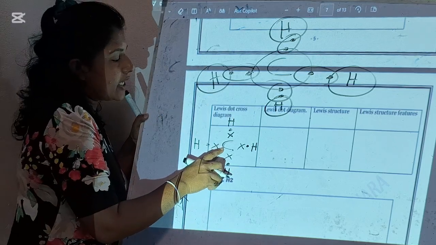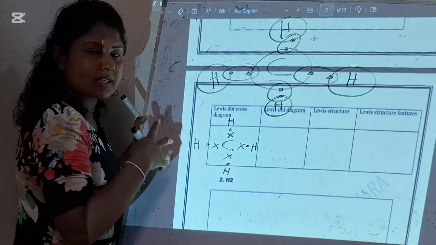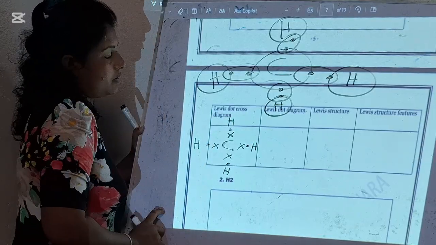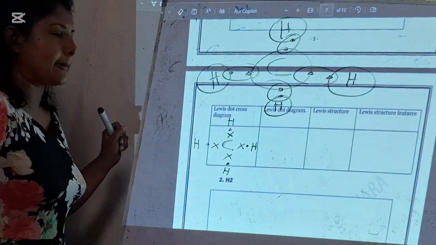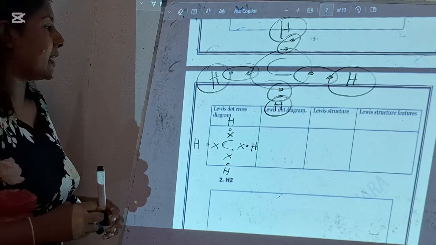Look again around carbon: 1 2 3 4 5 6 7 8. 8 completed. Around hydrogen 1 2, around hydrogen 1 2, 1 2. That is sharing of electrons, what we call covalent bonds.